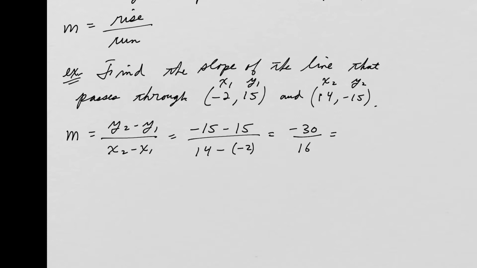And then I can simplify that. 2 goes into both of them, right? So I can write this as -15 over 8. Right? So I took out a factor of 2 over 2. So that would be my answer. So the slope is -15 over 8. So if you were to graph this line, it would be decreasing, right? As you read left to right, it'd be decreasing.